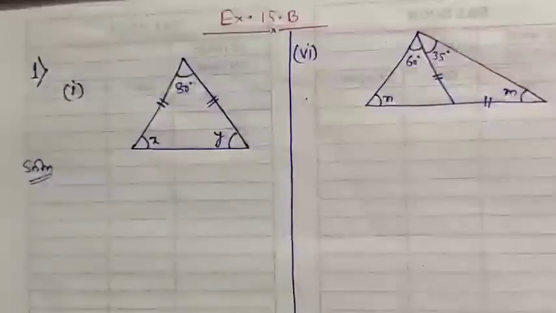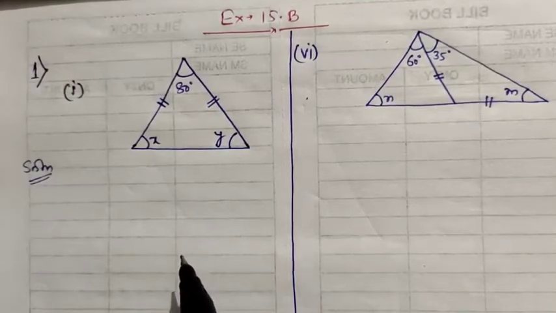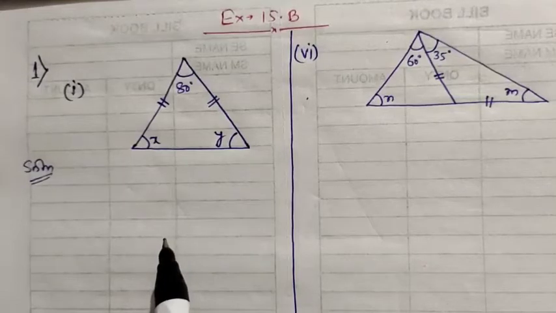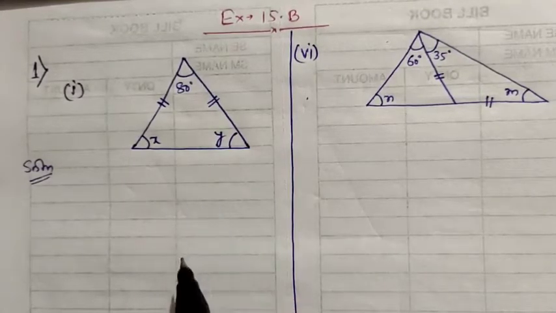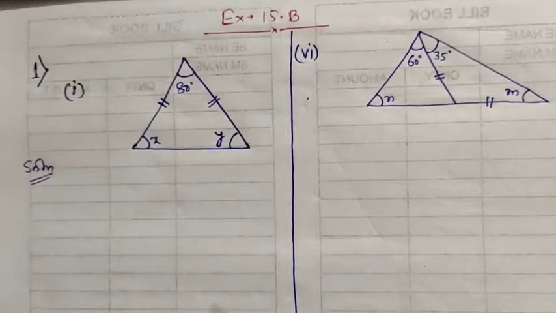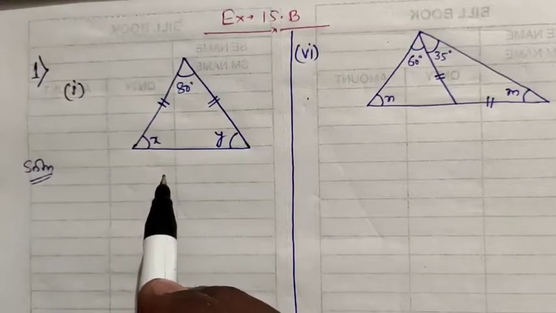In our last video we learned the concepts required for this exercise, 15b, and the same we are going to use here. Question number 1 says find the unknown angle in the given figure. There are 8 questions in question number 1. I am solving 4 different questions and the remaining 4 you have to solve on your own. The first question asks to find the unknown angle.